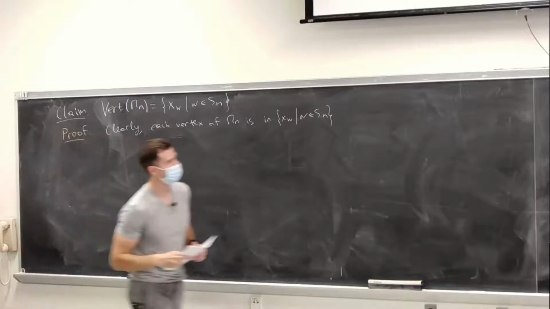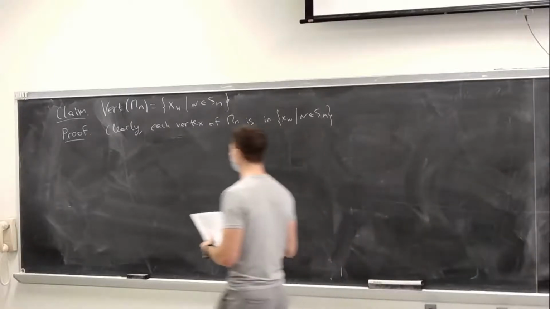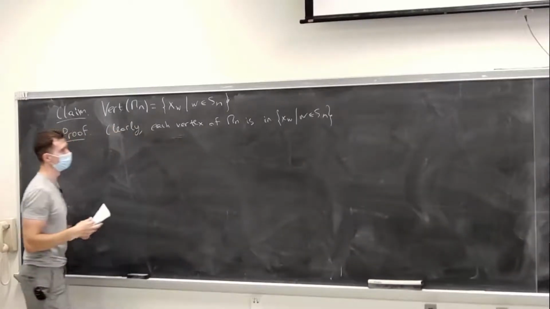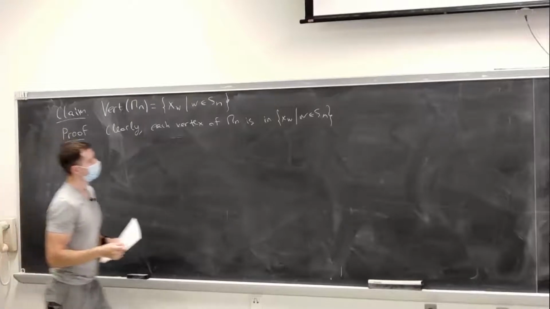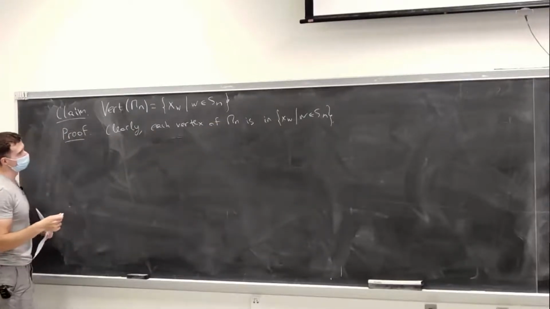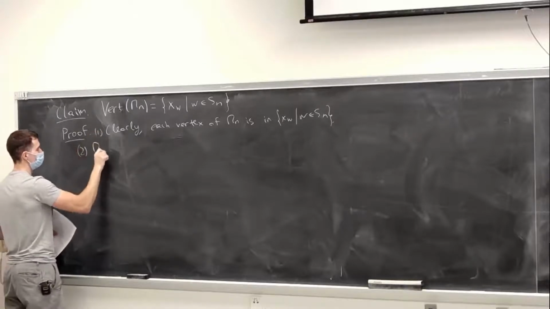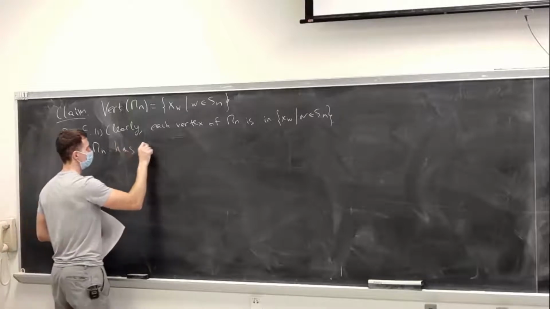Right. Yeah, it's by one of our properties from lecture number 2, which is that if your polytope is given as a convex hull of points, then the vertices are going to be among that set of points. Okay. Now the next point is that phi sub n has at least one vertex.